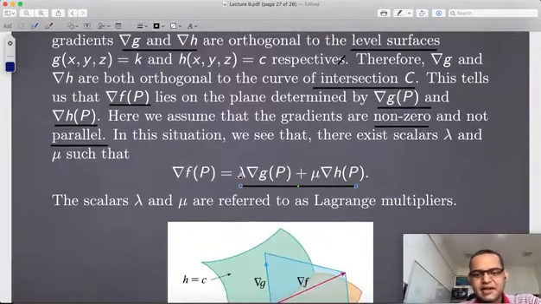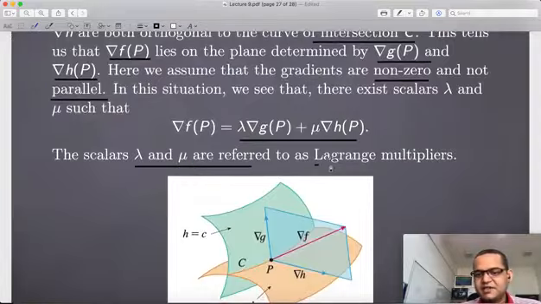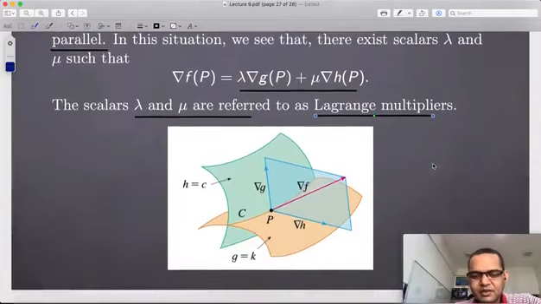Which means that I am going to get two parameters. In the previous situation we had only one parameter. Now we have got two parameters because there are two constraints, and we have to take them simultaneously. So the gradient of f at this point is going to be orthogonal to the curve, because this is the point of maximum or minimum we have assumed. It is lying in the plane determined by these two vectors. So you can express this as a linear combination, and instead of one we now have two parameters, and again they are referred to as the Lagrange multipliers.